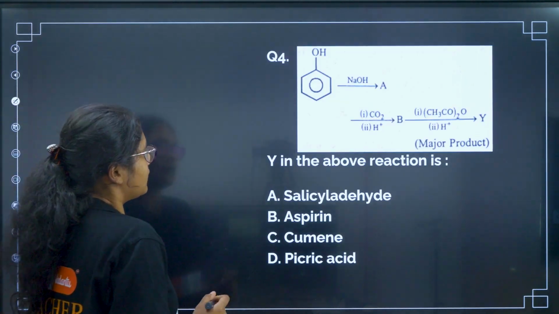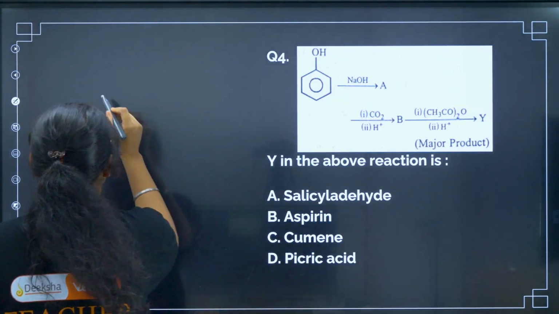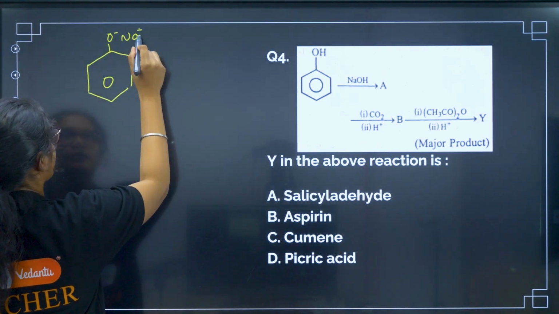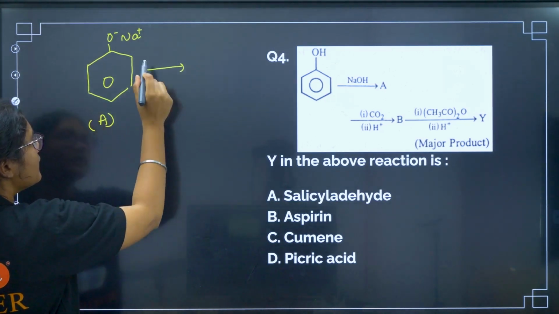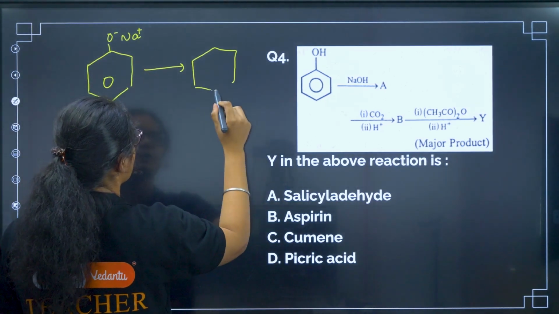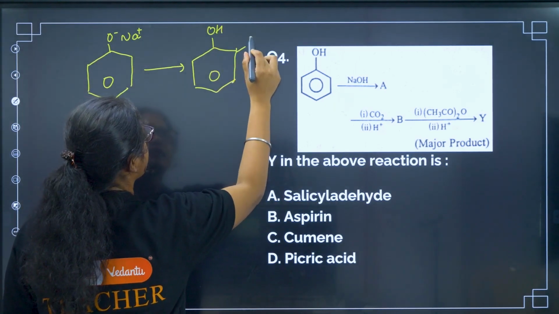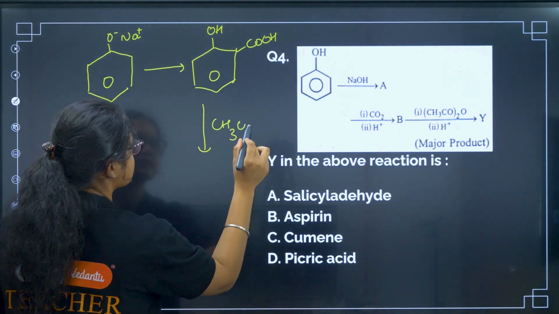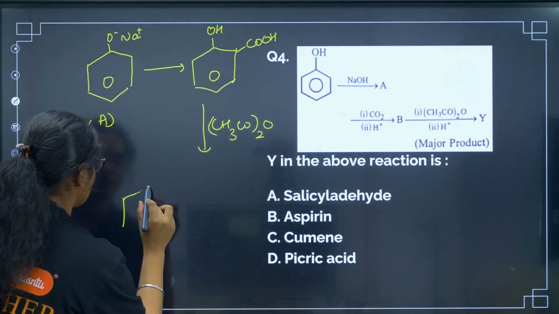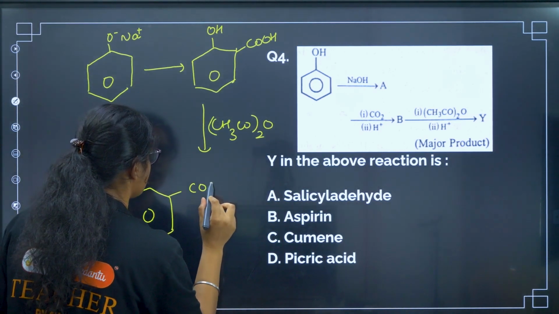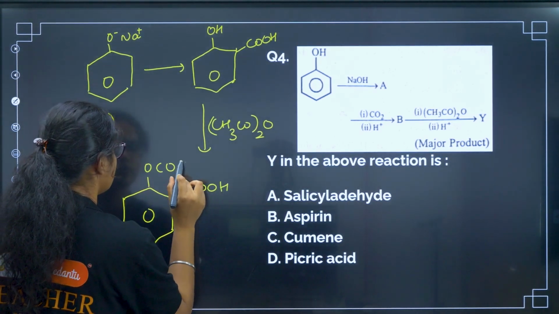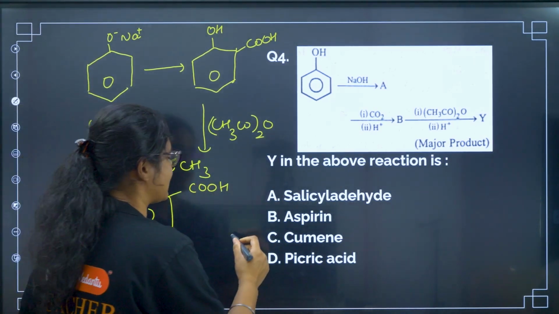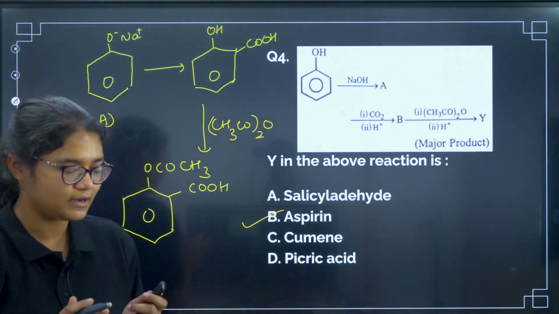Okay, next. Again we have one reaction with NaOH. So first of all we know OH reacts with Na to give you O minus Na plus. This one is my A. Then this one reacts with CO2 to give you this compound. We have OH and then COOH. Then when you do acylation, we will get COOH and then OCOCH3, right? So this compound you should know the structure and its name. It is aspirin. Okay, the correct answer for this question is option number B.